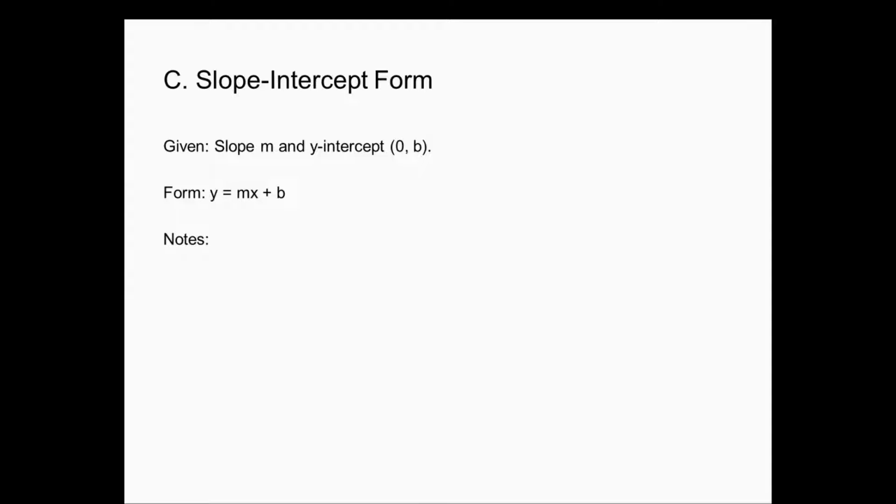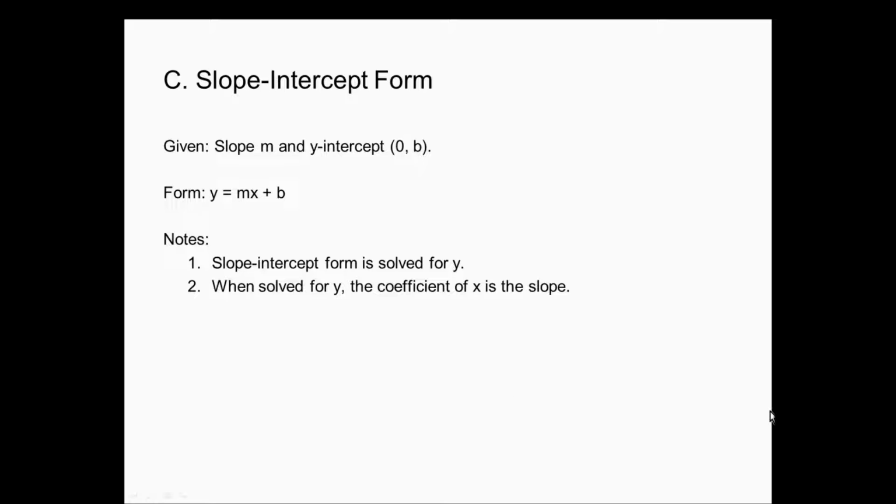Some notes on this. Number 1, slope-intercept form is solved for y. It says y equals. Notice if you're trying to graph it on your calculator, that's the form that you need. You need y equals. When solved for y, the coefficient of x is the slope. Okay? That's why we use m. So it has to be solved for y in order for the coefficient of x to be equal to the slope. When solved for y, the constant term, so the plus b part, is the y-coordinate of the y-intercept. Remember, the x-coordinate of the y-intercept is 0.